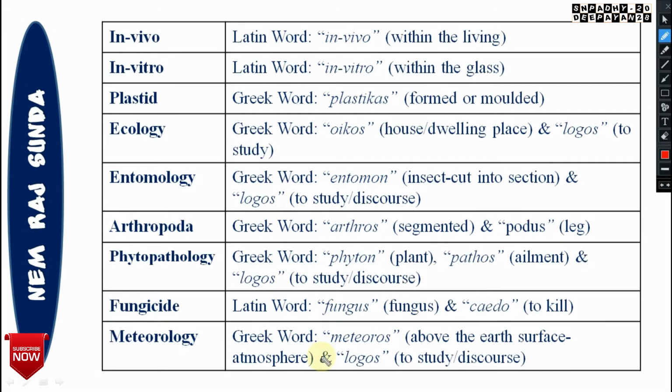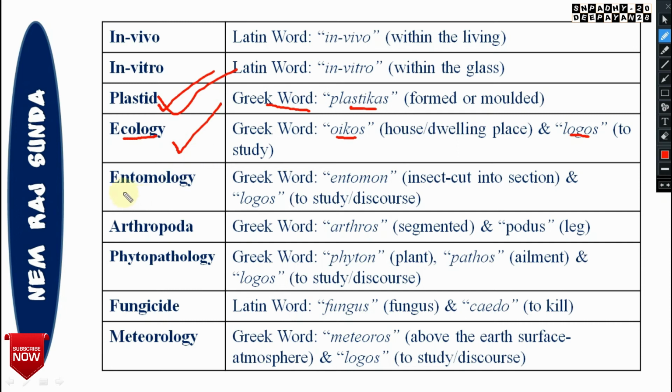Next is in vivo and in vitro, both from Latin. In vivo means within the living, and in vitro means within the glass. Similarly, plastid is a Greek word from plasticas, formed or molded. The next is ecology, from the Greek words oikos and logos. Oikos means house or dwelling place, and logos means to study, so studying the habitat or dwelling place is known as ecology.